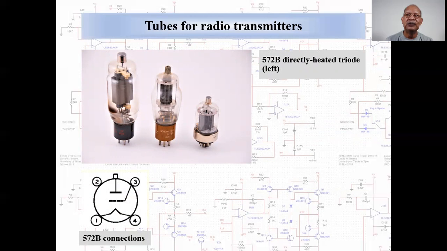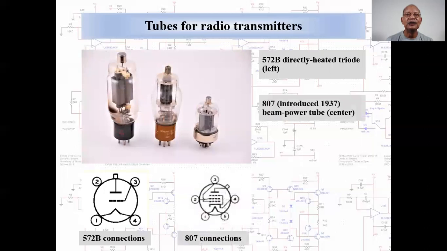572B triode. A pair of 572B triodes could produce close to a kilowatt of output power in a radio transmitter. Note that the cap of the tube is connected to the plate. 807 beam power tube. Very common in medium power radio transmitters, especially in amateur radio use. Also used for high power audio amplifier applications.